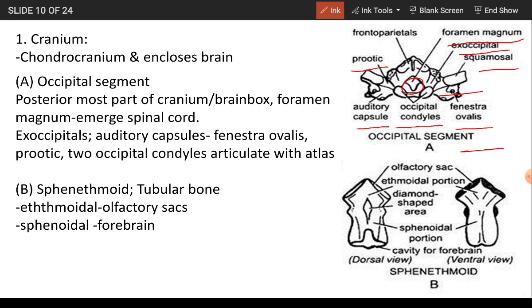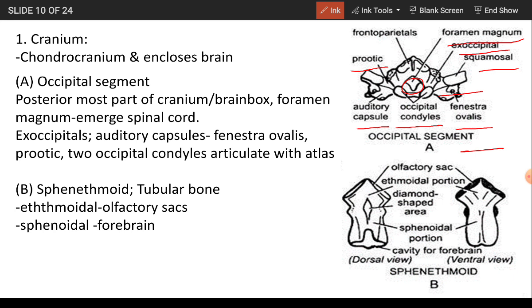Here I'll just repeat. The occipital segment is the posterior most part of the cranium, where it encloses a large hole called foramen magnum, from which the spinal cord emerges out from the cranium. In the occipital segment, there are two irregular cartilaginous bones called exoccipitals, which lie on each side of the foramen, and it completely surrounds the foramen.